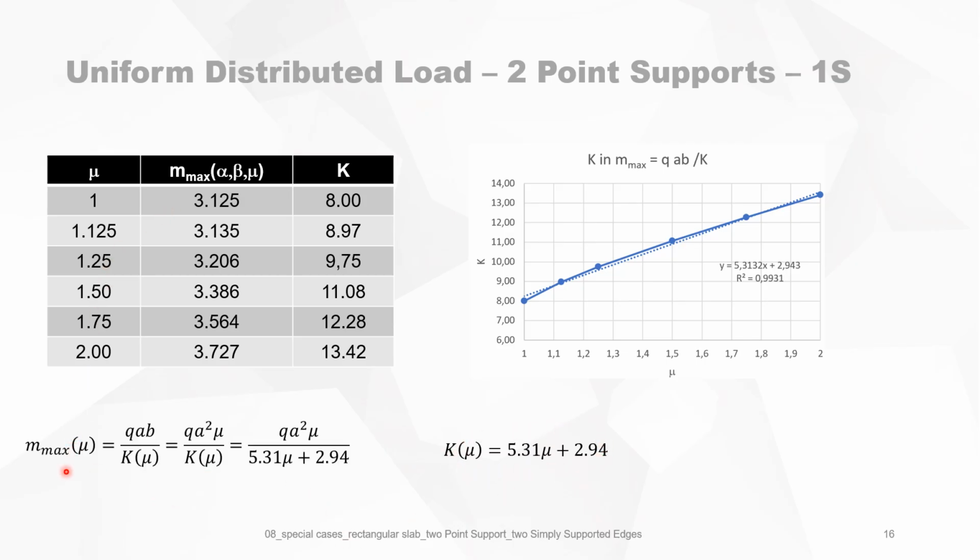So this means that the maximum bending moment is now a function of mu alone. It's QAB divided by K in function of mu. B is, of course, mu A. So you have now this expression QA squared mu divided by K mu, and then we fill it in. So now we have a very usable, closed formula to calculate the maximum bending moment of a slab of this situation. For a square slab, for instance, then mu is 1, and when mu is 1, we have m max is qa squared divided by 8.25.